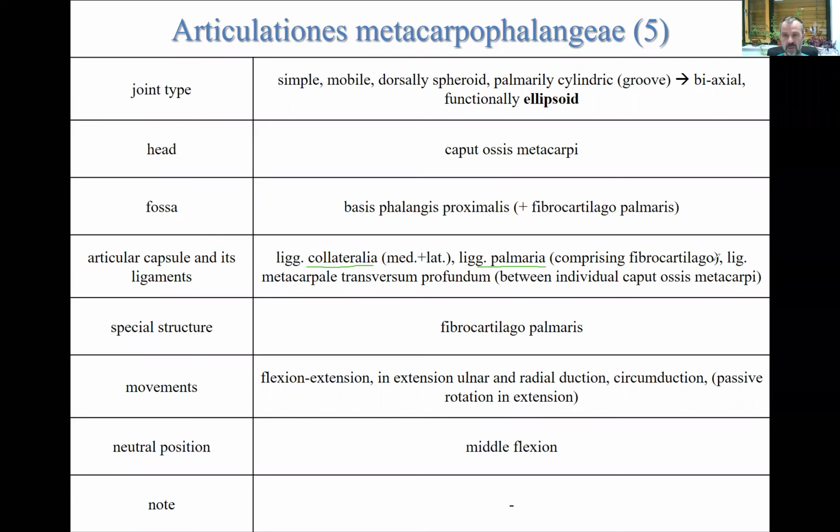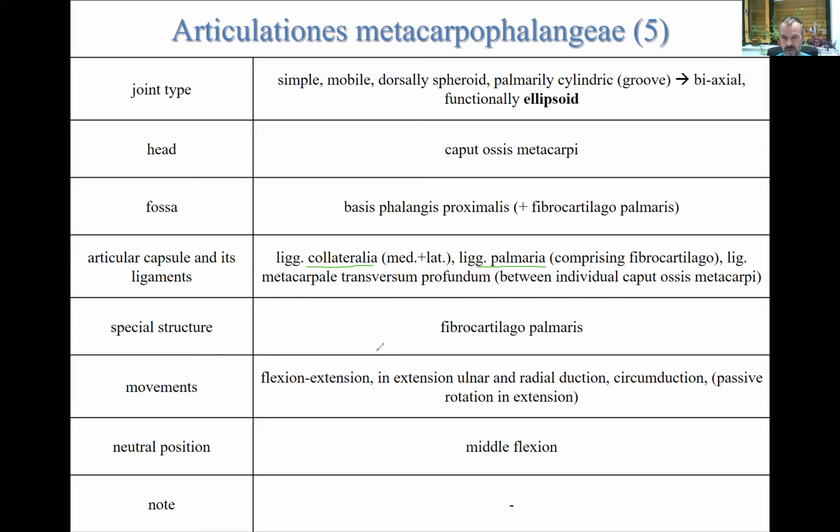And then between all the heads, we find a transverse deep metacarpal ligament. So it is somewhere here between the heads of the metacarpals, you find a deep transverse metacarpal ligament, which fixes the heads together.